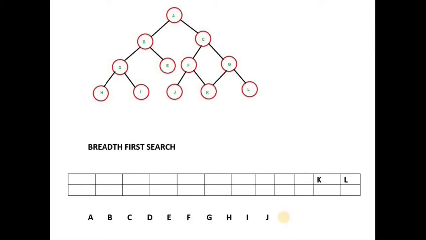Then I will take out K. And from K I cannot go anywhere. I can go only to F and G, which are already visited. Now I will take out L. So I take out L, and from L I can only go to G, which is already visited. So my BreadthFirst search is complete right now.